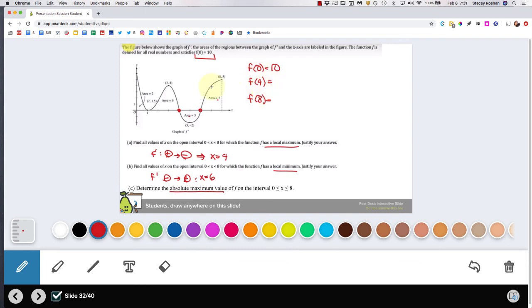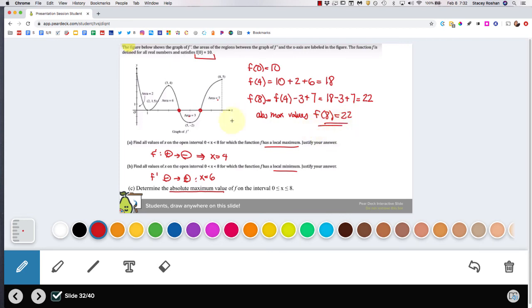Now, what is f of 4? Well, we started at 10, and then we went up 2, and then we went up 6 more. Up 2, up 6 more, 18. Now, f of 8 could start at 0 again, but I'm going to be a little bit bold, and I'm going to just start at 4. We were at f of 4. And then we subtracted 3 and we added 7 more. So we have 18 minus 3 plus 7, which is 22. So my absolute maximum value is that f of 8 equals 22.